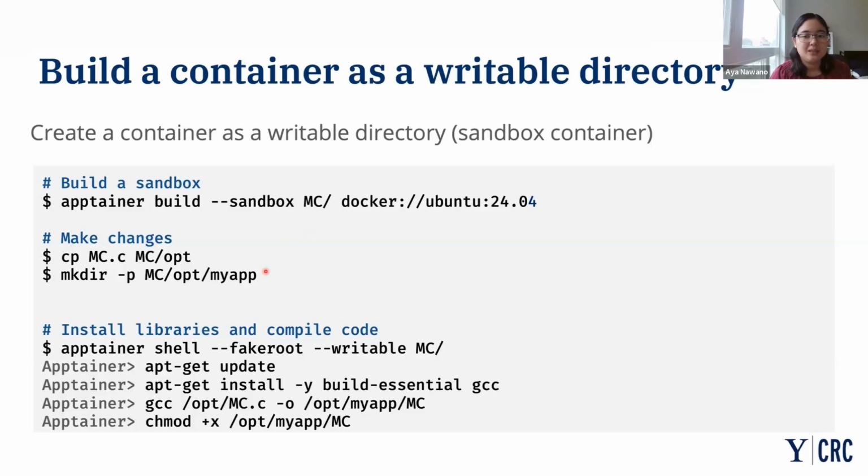We can then make changes to the directory, such as copying a file from the host to the mc directory and making a new directory within the mc directory. You can also start a shell in the sandbox with the --writable flag to make changes to the container. If you're installing software and libraries, such as with apt, please also use the --fakeroot flag. Then you can use apt-get to install software and libraries. And then we can also compile the C code and then change the permission of the executable.